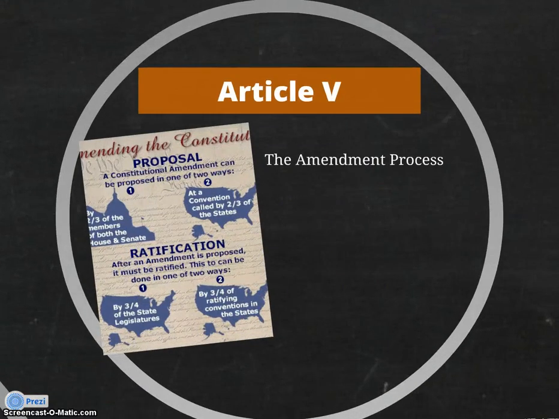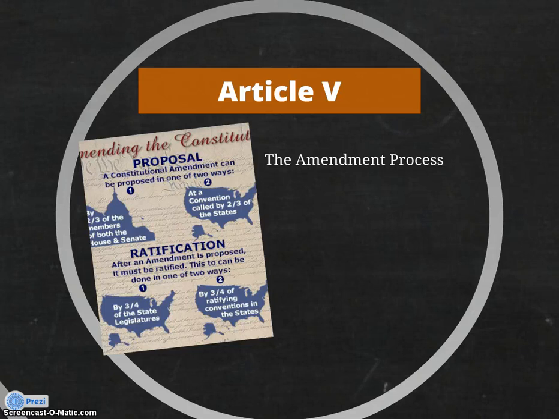Article 5 sets up the amendment process. There are 2 processes that the government can use to amend the Constitution. First of all, an amendment can be proposed by 2/3 of the members of both the House and the Senate. And then after that happens, it has to be ratified.